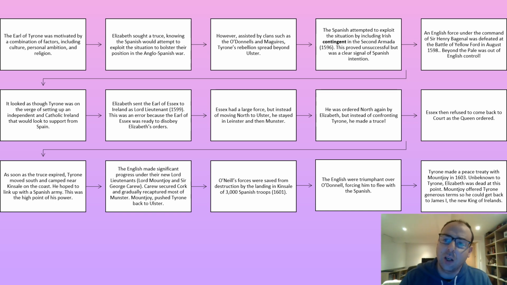An English force was then defeated at the Battle of Yellowford in August 1598, and the area beyond the Pale, and the Pale is an area surrounding Dublin, but it was quite clear that beyond that area, England was just not in control anymore. So Elizabeth's control over this region, the country of Ireland, was very, very tenuous at this point. And it looked like Tyrone was on the verge of setting up an independent Catholic Ireland with Spanish support.